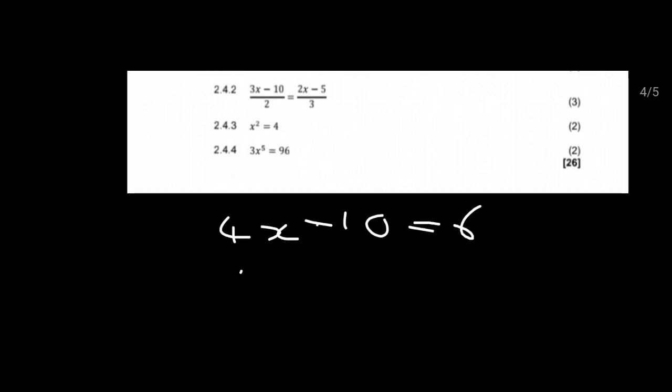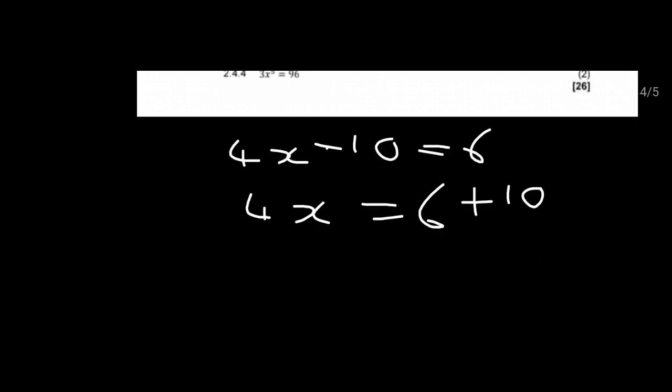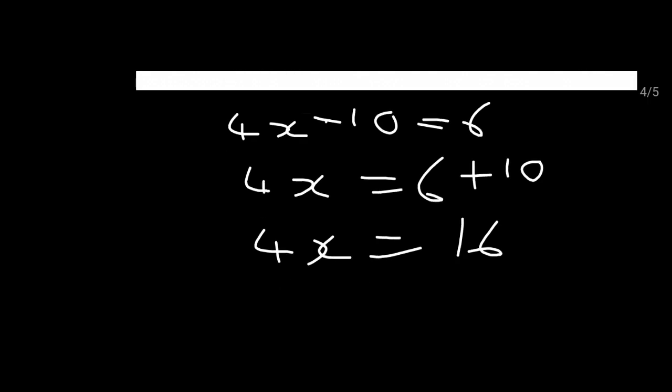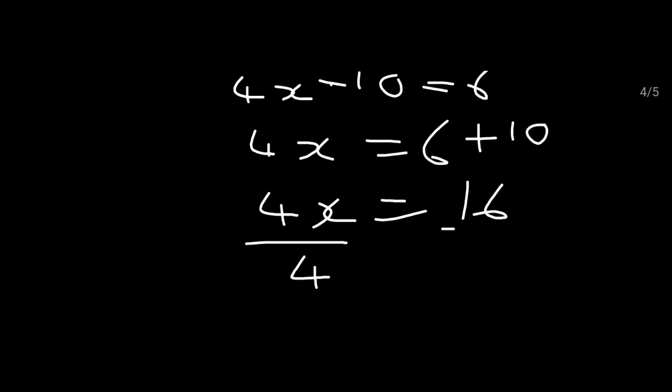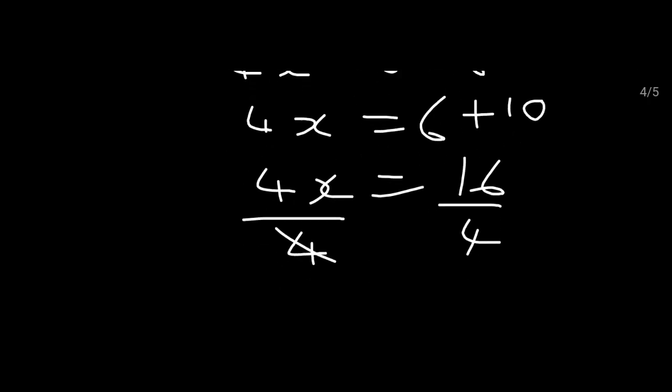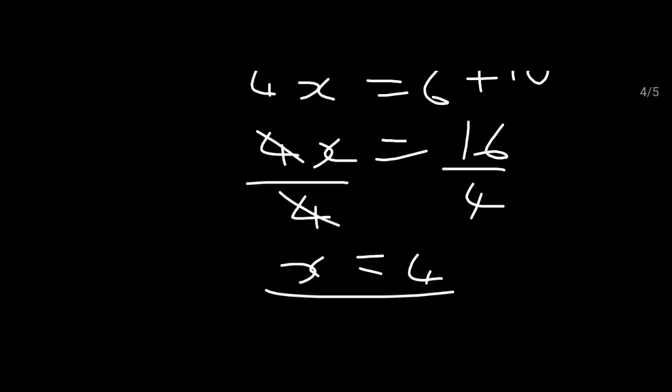This one is 4x minus 10 equal to 6. So, okay, 4x minus 10 is equal to 6. You're making x the subject of the formula, so you're going to take the negative 10 to the other side as positive 10. Then we have 4x equal to 6 plus 10, which is 16. And then you're going to divide both sides by 4, and then x equal to 16 divided by 4, which is 4. And then your answer is 4.